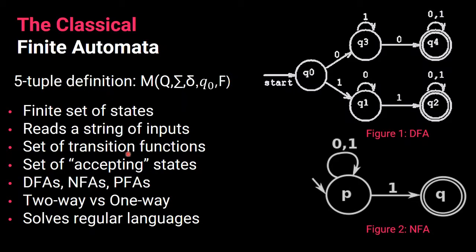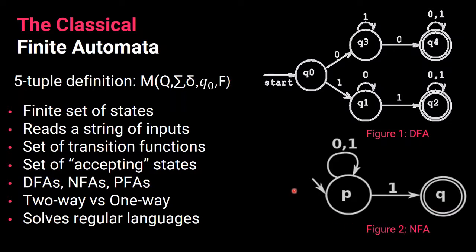The three different classical automata are known as deterministic, non-deterministic, and probabilistic finite automata. An example of a deterministic finite automata is shown here in figure 1. You'll see that an input of 0 will lead to one state, and an input of 1 will lead to another state. It's deterministic. If you have an input of 0, you're guaranteed to go to this state. However, a non-deterministic finite automata, shown here in figure 2, shows how an input of 1 could lead to either P or Q. And so it's non-deterministic. You don't know where it's going to end up.